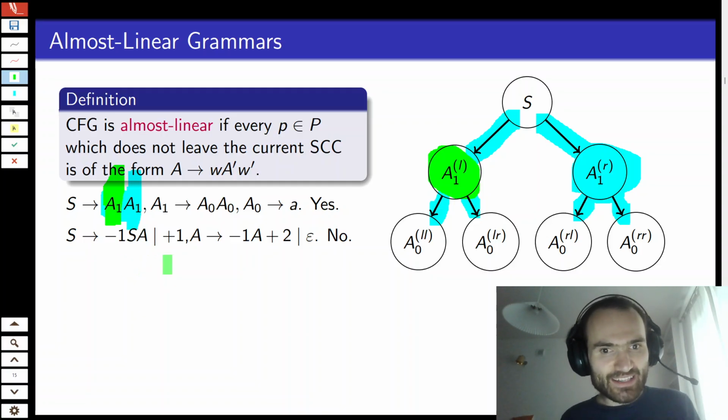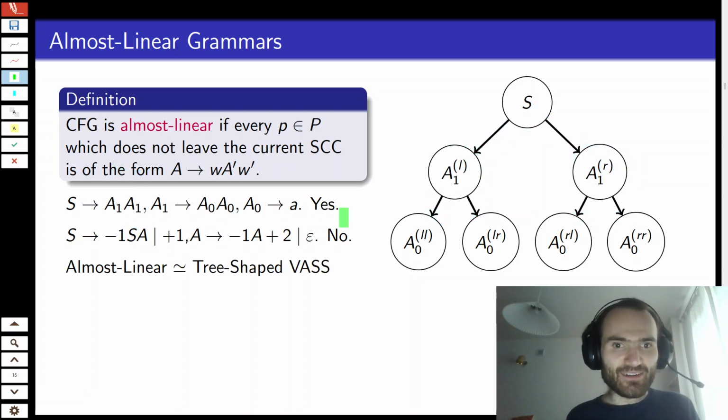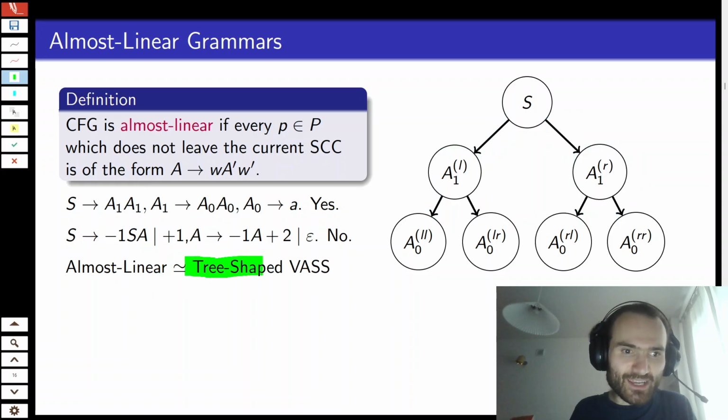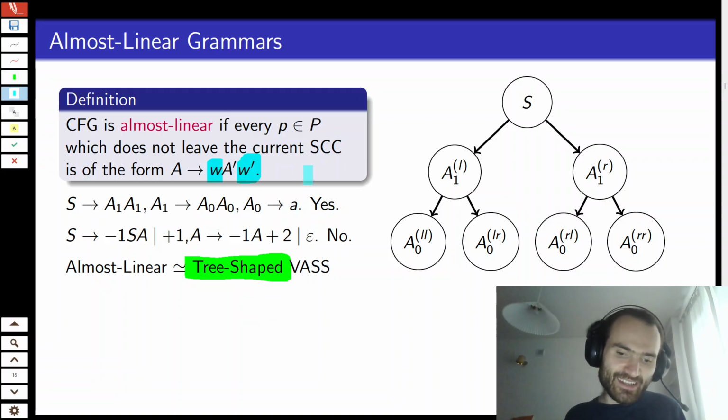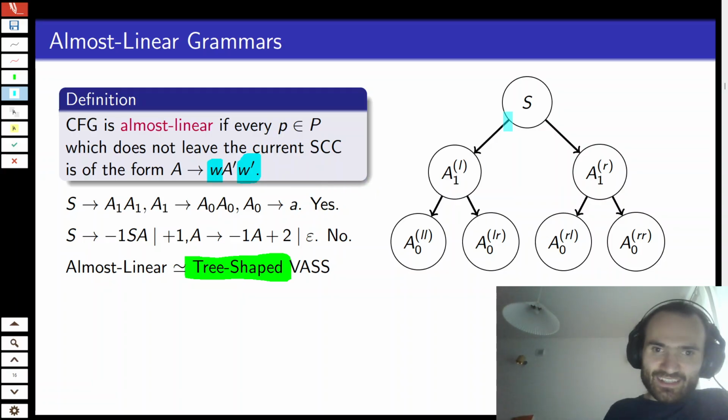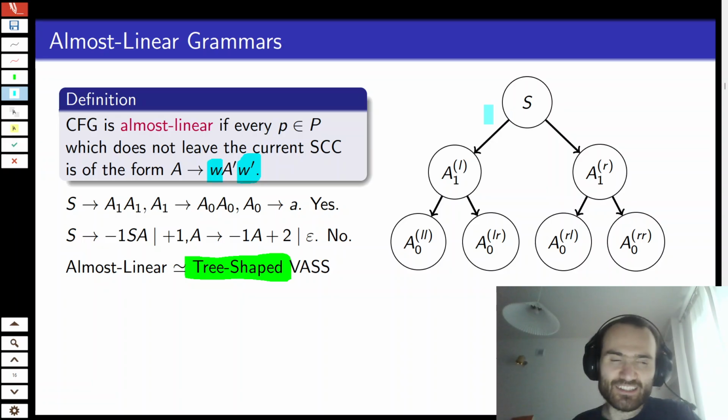So maybe as an intuition for what an almost linear grammar is, and another reason why I described this: an almost linear grammar is kind of a tree-shaped VASS. Well, in a very strong sense, in that every SEC, since it has only words here, every SEC is a VASS. Every SEC is literally just an SEC of a VASS. But the structure of the SECs is not a linear structure, but rather the SECs are sorted in a tree-like fashion.